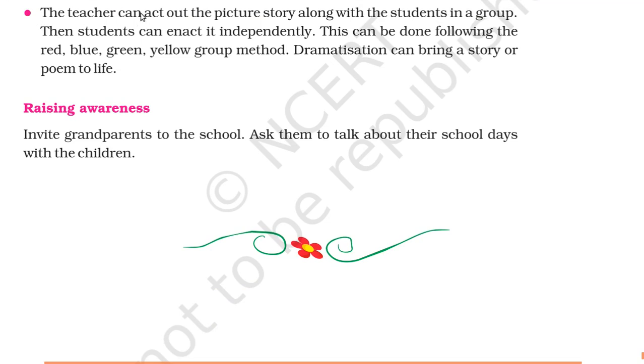The teacher can act out the picture story along with the students in a group. Then students can enact it independently. This can be done following the red, blue, green, yellow group method. Dramatization can bring a story or poem to life, raising awareness.